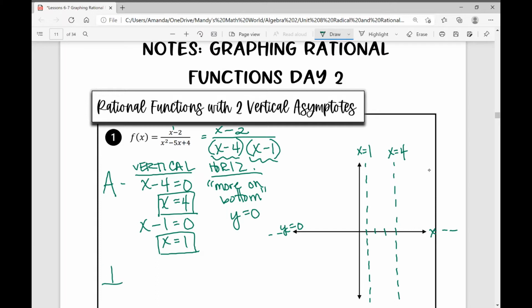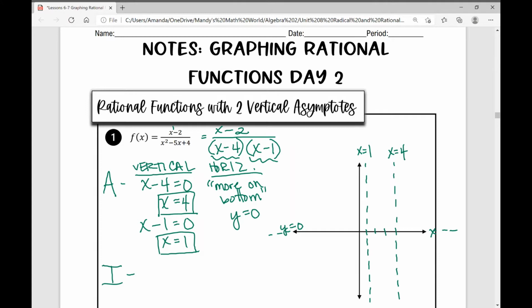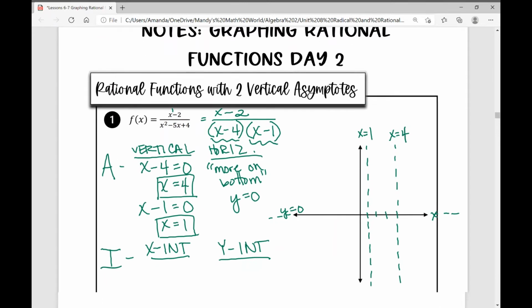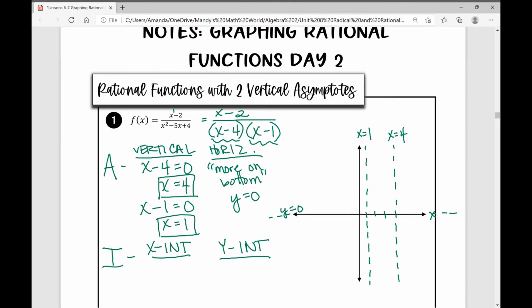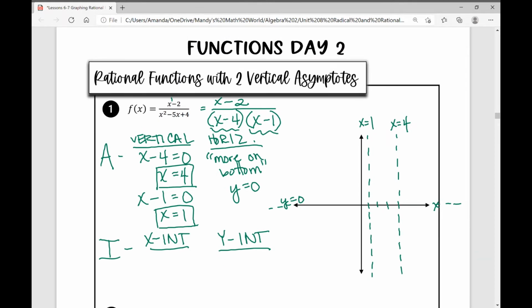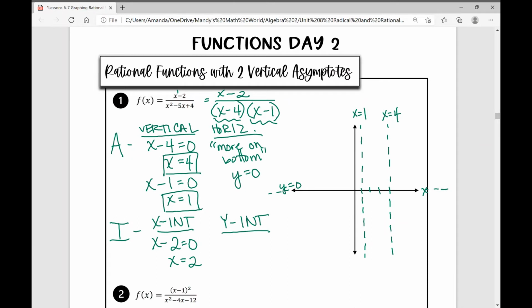Now we're going to find what is designated by the I in AIM, the intercepts. We're going to look for our x-intercept, and then we're going to look for our y-intercept. The x-intercept, remember, is the solution to the top. The x-intercept is when y is 0. If I set my numerator, which is x minus 2, equal to 0, then x would equal 2. We're going to write this intercept as an ordered pair. The x-intercept is when y is 0, so I'm going to write it just like this, and I can graph it just like that.